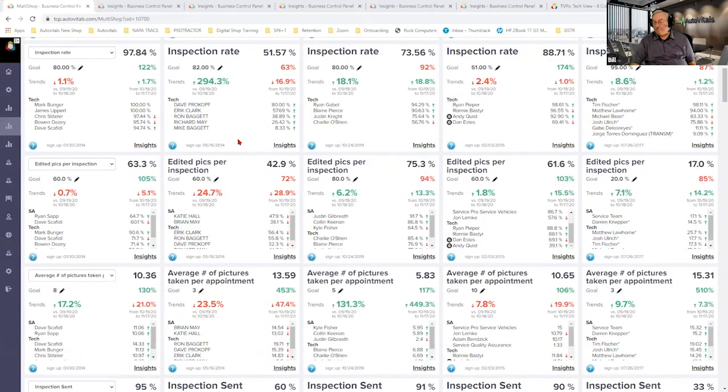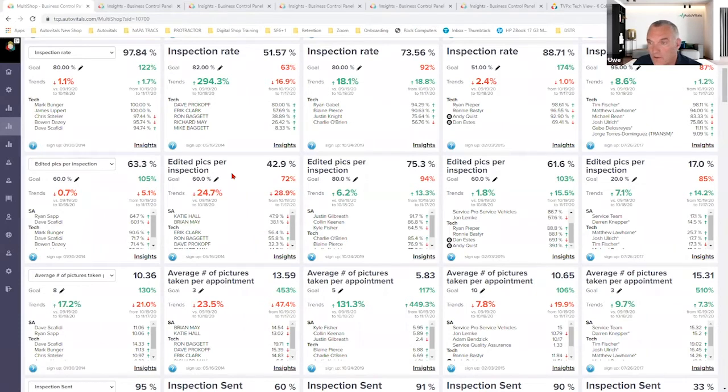So real quick, before we dig in, Adam's got a question. He's saying, on some of the percentages, how come they go over 100%? Like the inspection rate for shop number 4, which was on the previous screen, but it was over 100%. The only time I see that is when a shop is doing more than one unique inspection per repair order. That's the explanation.